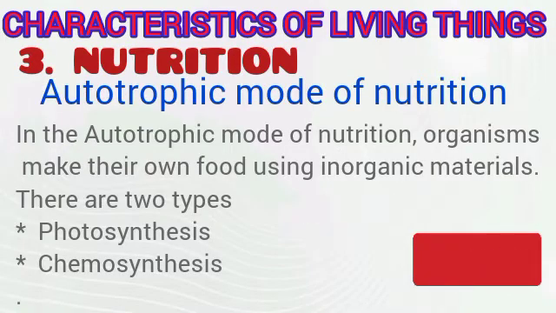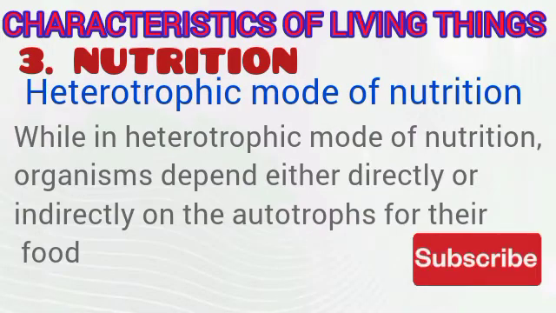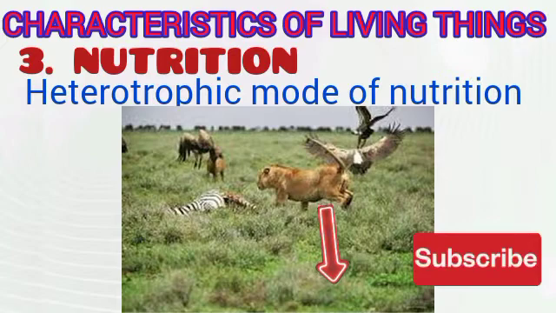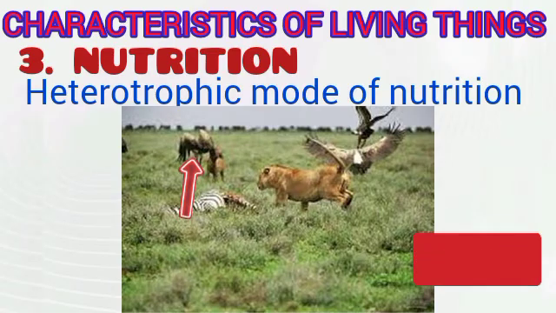nutrition. In the autotrophic mode of nutrition, organisms make their own food using simple inorganic material. There are two types of autotrophic mode of nutrition: photosynthetic mode of nutrition or photosynthesis and chemosynthetic mode of nutrition or simply chemosynthesis. In the heterotrophic mode of nutrition, the organism actually depends directly or indirectly on the producer or on the autotroph for their food. For example, the plants are actually the producer, they make their own food through photosynthesis, while the animals cannot actually make their food, so they depend on the plant, they feed on the plant.